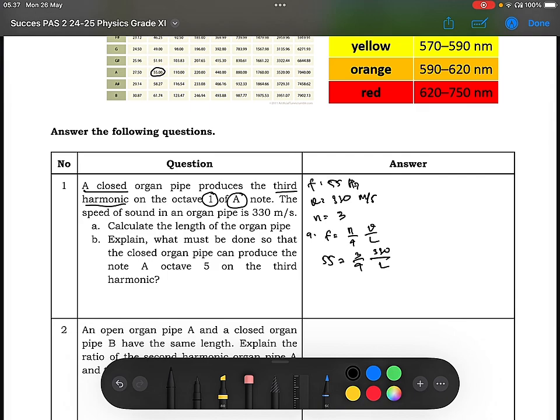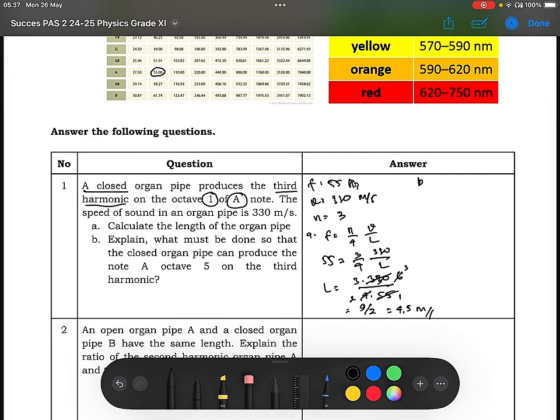You can change L with the f. L is 330 times 3 over 4 times 55, which gives 4.5 meter. Okay, it's the answer for number A.